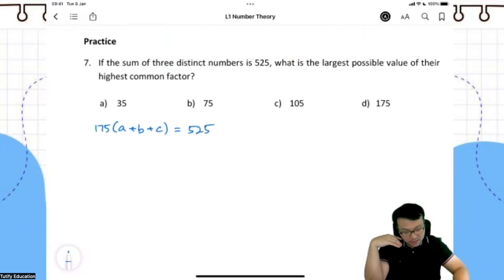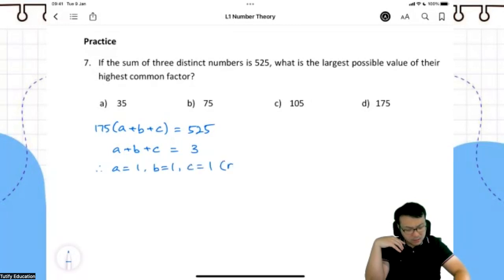525. Okay. So then you know that A plus B plus C equals what? 3, right? Yeah, it's 3, because 3 times 175 is 525. So then you can say that therefore A equals 1, B equals 1, C equals 1. And you realize that, hey, I'm going to reject this because they are not distinct. Okay, so it does not work for this number.